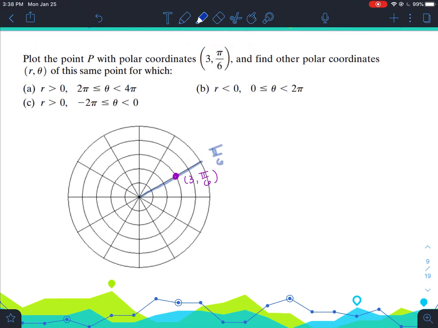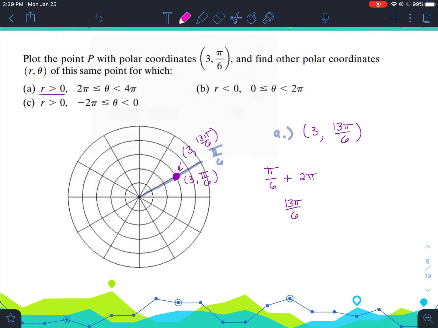Now, for part A, I want the radius to be positive. So I still want a radius of 3. And I want my angle to be between 2π and 4π. Well, if I rotate all the way out again, I need to end up at π/6. Remember, for a coterminal angle, we would add 2π. So if I took π/6 plus 2π, I would end up at 13π/6. So this is also the point (3, 13π/6), and I would end up in the exact same location. And 13π/6 is in between 2π and 4π.